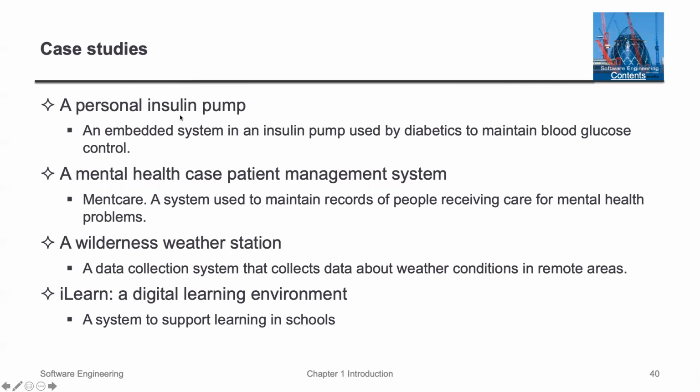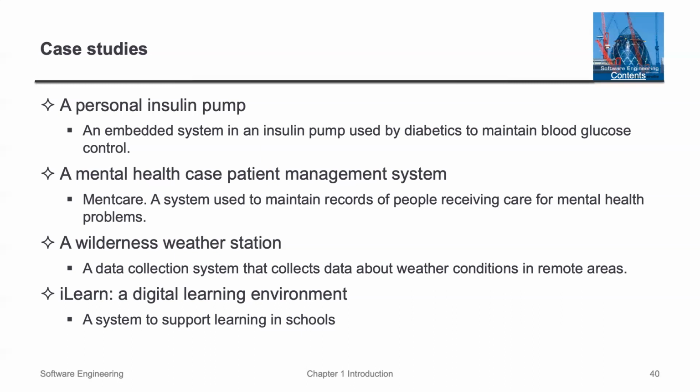First is a personal insulin pump, then a mental health patient management system, and a wilderness weather station. This involves a space component, which is one of the things within the program that we're developing, looking at CubeSat, so it may be worth paying attention to. And then finally, iLearn is a digital learning environment, a system to support learning in schools and an integrated learning platform. And so that's what we have as we move forward.